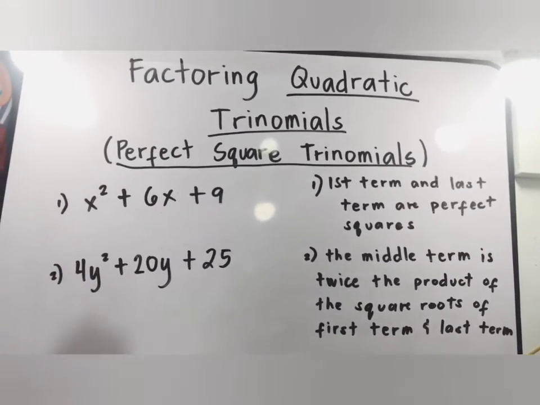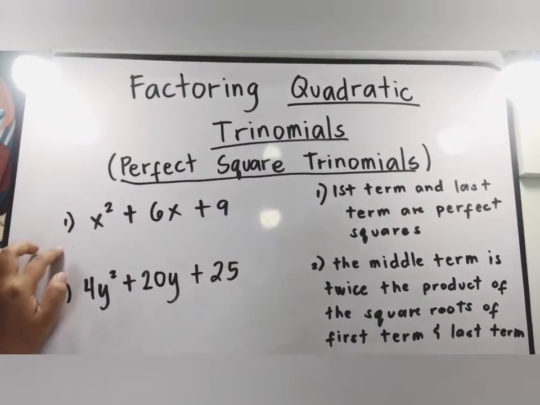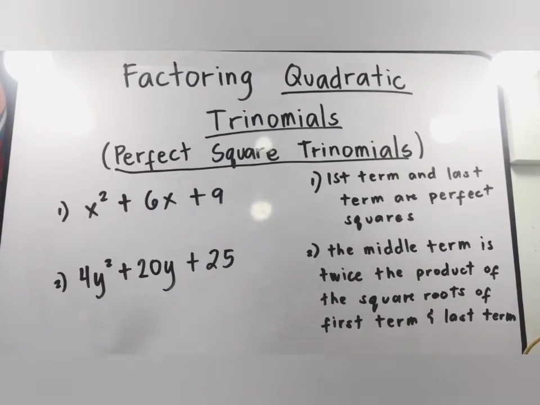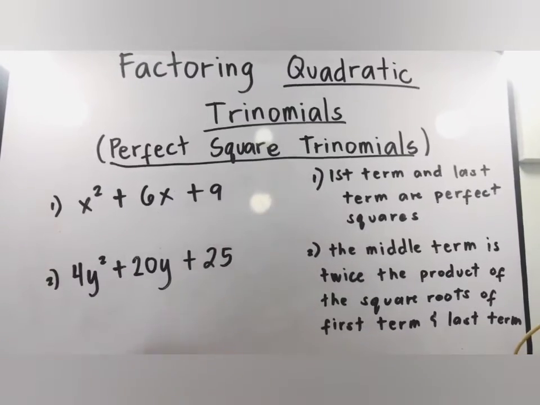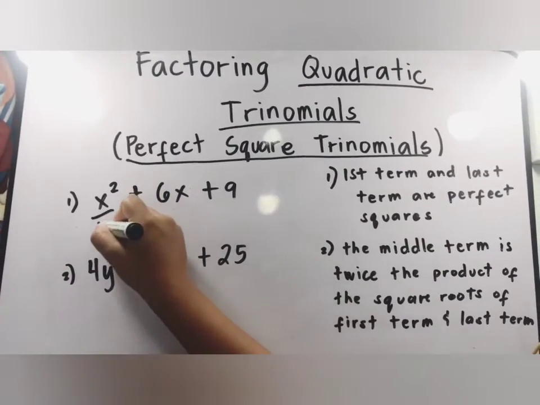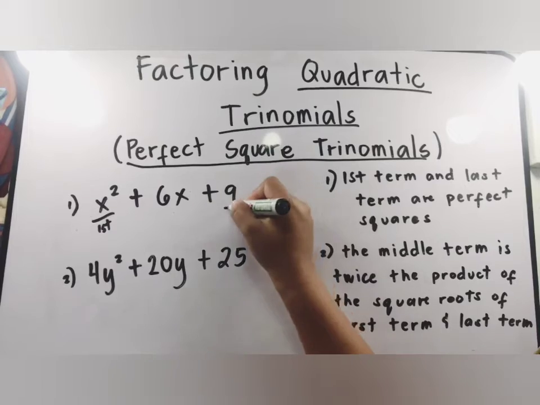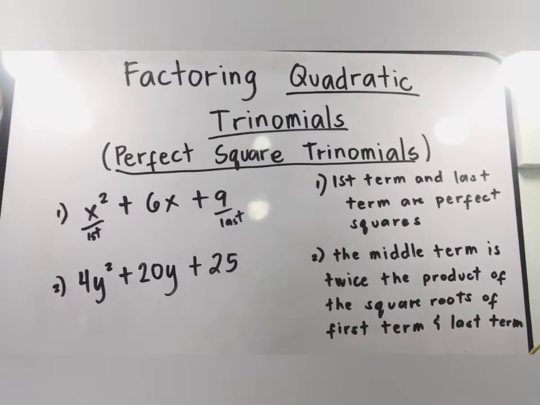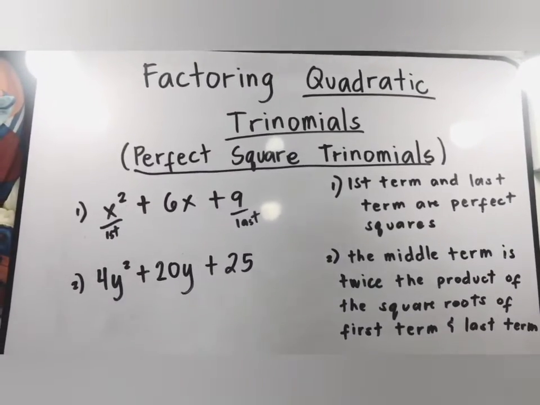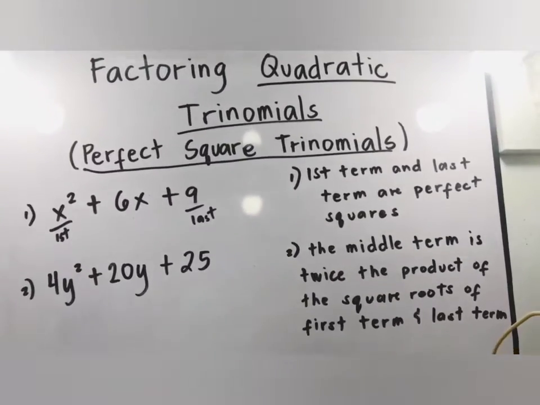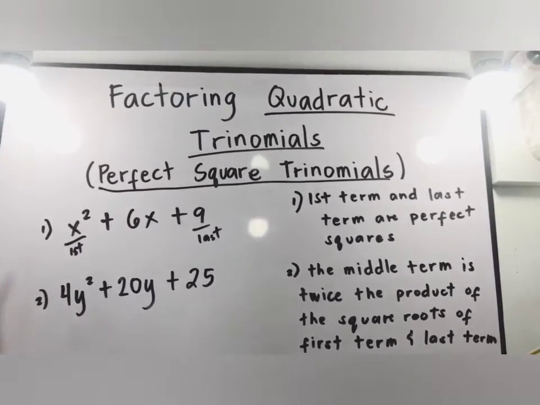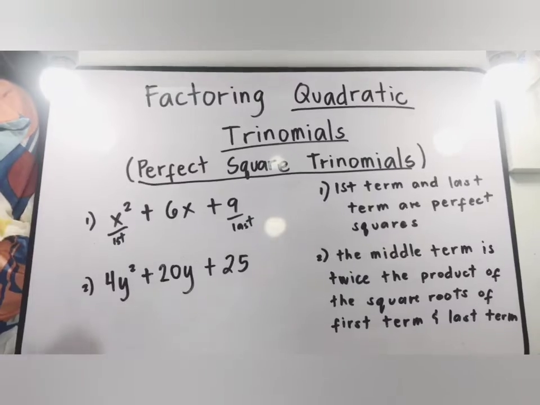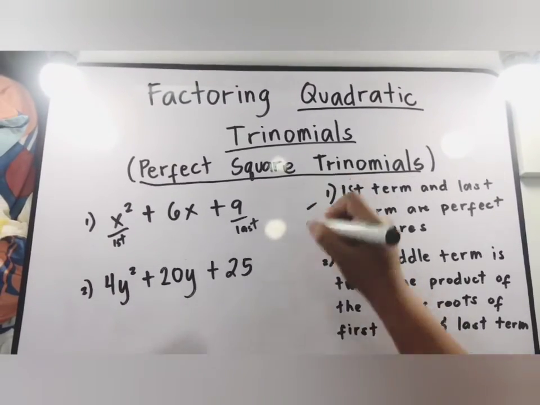Now, kailangan na natin nga i-check kung perfect square naman to. Sabi sa first condition, first term and last term are perfect square. So dito, our first term is x squared. Then our last term is 9. Check natin. X squared is a perfect square, right? Because the exponent of the variable is an even number. And obviously, 9 is also a perfect square. So it satisfies the first condition.